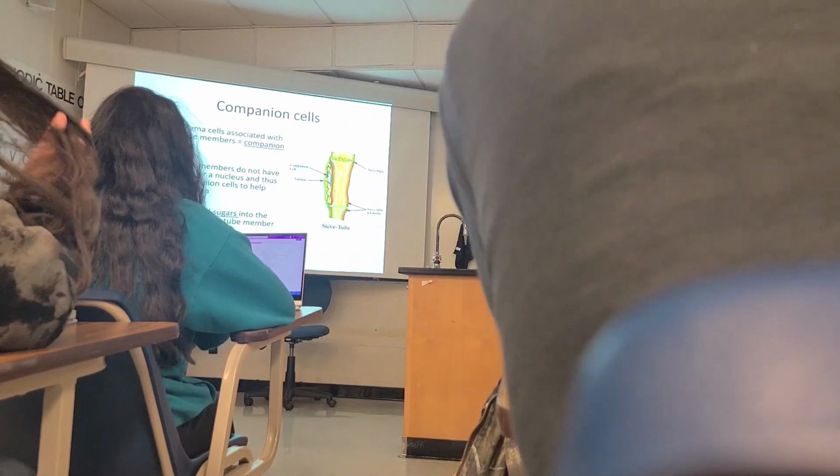And again, the companion cells form from the same parent cell as the sieve tube member, so these both came from the same cell, whereas the little cells that are next to the sieve cells don't.